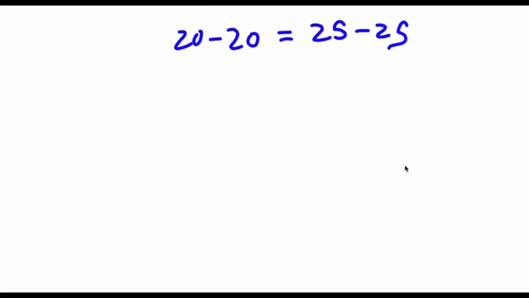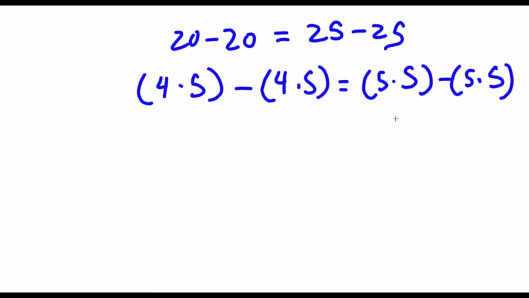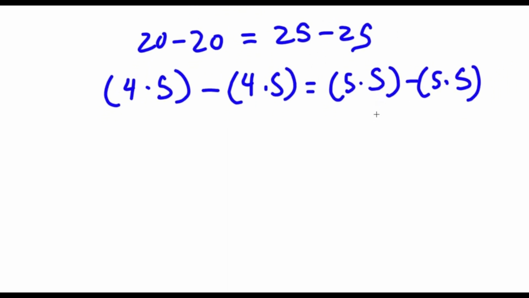Now, 20 is the same thing as 4 times 5. So now I have 4 times 5 minus 4 times 5 is equal to 25. This is 5 times 5 minus 5 times 5. So again, I'm not going past the rules or anything. 20 is equal to 4 times 5, so I simply substitute in 4 times 5 for 20, and same thing with 25. 25 is equal to 5 times 5, so I simply substitute in 5 times 5 for 25.